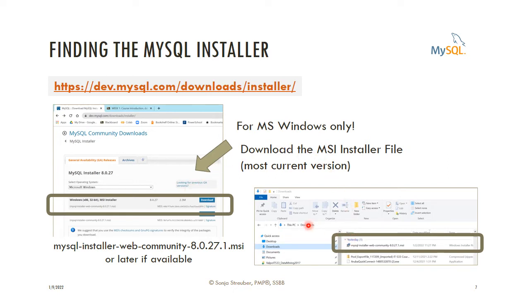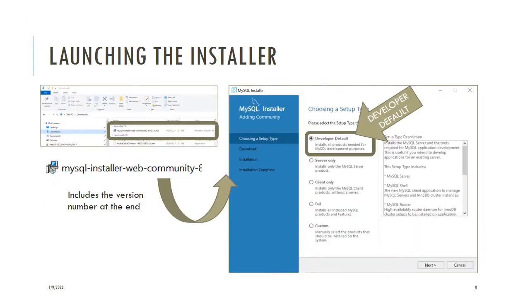Note that these installer files will run on Windows only. The method for installing MySQL on Linux or Mac is different. Now navigate to your default download directory and double-click on the MySQL installer for Windows. This will launch the MySQL installer.